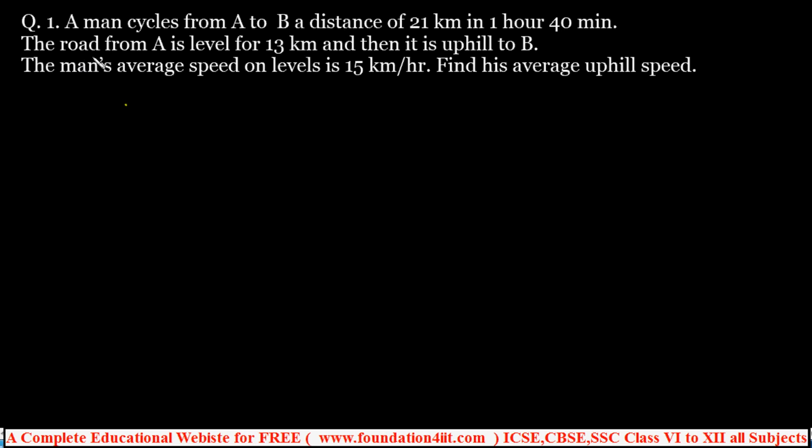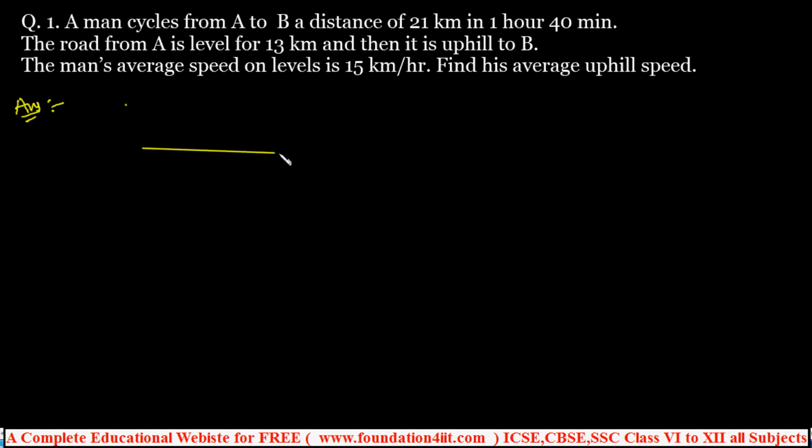But the condition is the road from A is level for 13 kilometers and then it is uphill to B. The man's average speed on levels is 15 kilometers per hour. Find his average uphill speed. So total distance is 21 kilometers. If you see the answer, total distance is 21 kilometers, and 13 kilometers is on level.